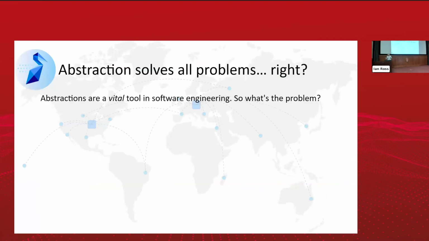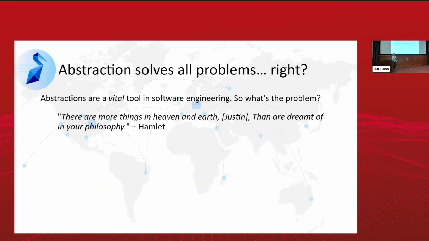All right, so this is great. We have a translator. It's a layer of abstraction. It's going to solve all of our problems, right? We can connect to any storage backend, and everything's going to be seamless, yeah? No. Okay, so this is where I have to put in my obligatory Shakespeare quote. There are more things in heaven and earth, Justin, than are dreamt of in your philosophy. What do I mean by that?